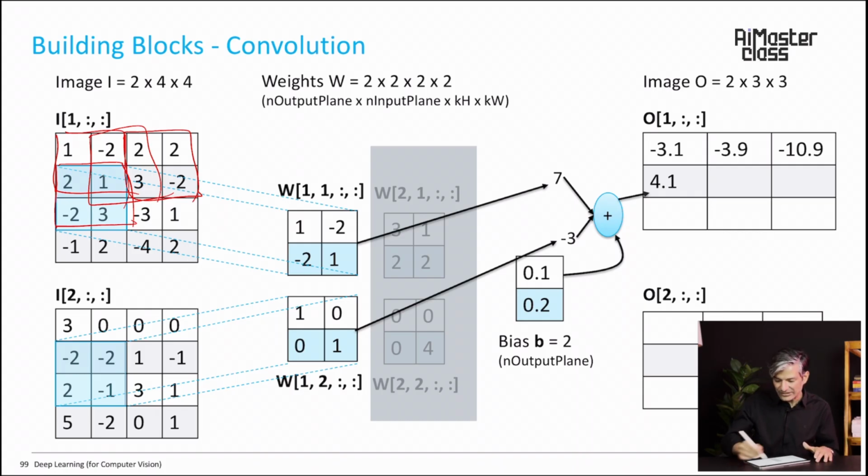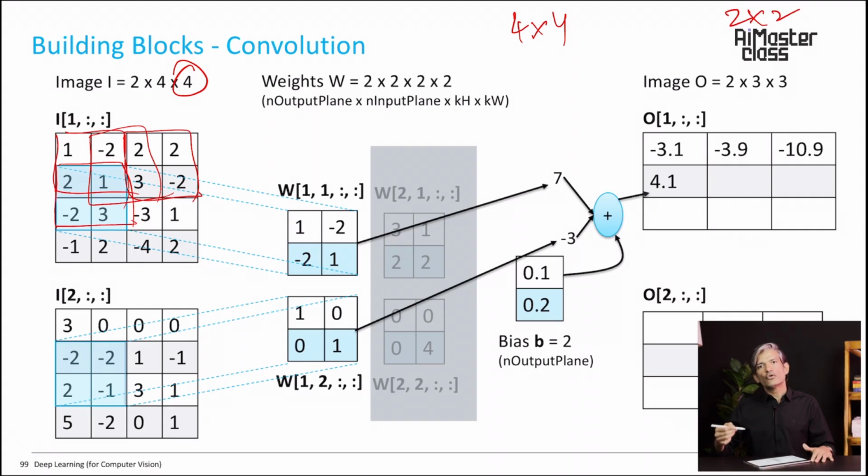Then look at the size of the output, right? The size of the output is the size of your input. So your size of the input is 4 cross 4. Right, and then what is the size of your kernel? It's 2 cross 2. So it's 4 minus 2 plus 1. 4 minus 2 is 2 plus 1, 3. So we got a 3 cross 3 as output.